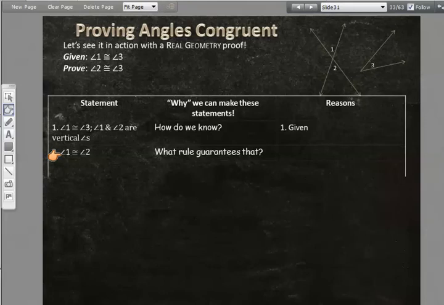It says angle 1 is congruent to angle 2. Well, what rule guarantees that? Well, you go back and you look at those postulates and theorems, and if you notice, I think it's Theorem 2.3, it says that vertical angles are always congruent. So it's the vertical angles theorem. And as soon as I go through this and get finished showing you all this, I will show you the if-then statements that all match up. Okay, so now my third statement says, therefore angle 2 is going to be congruent to angle 3. Well, how do we know that?